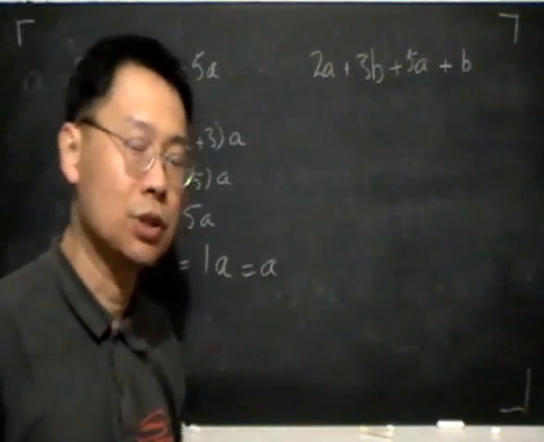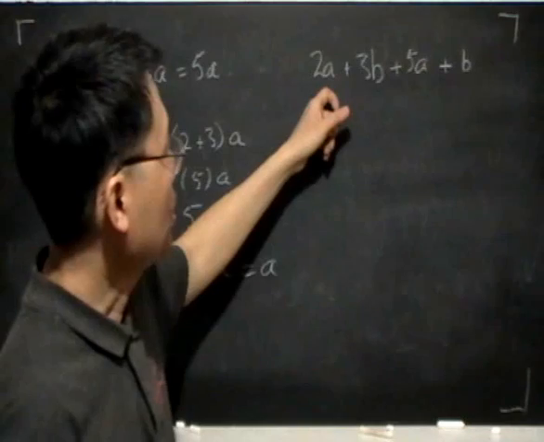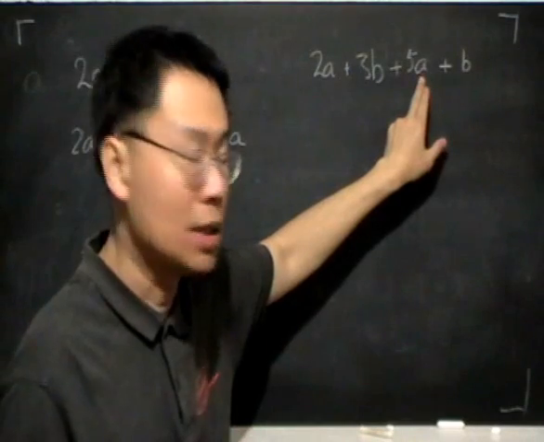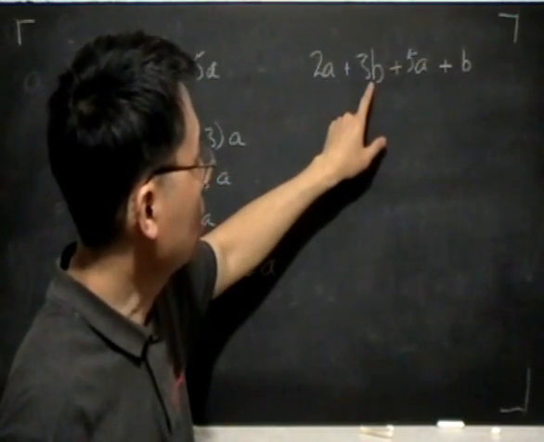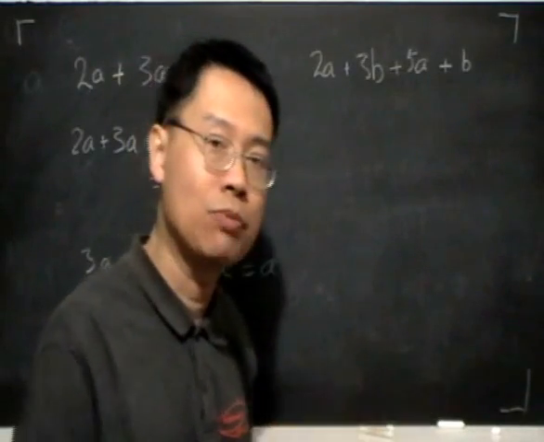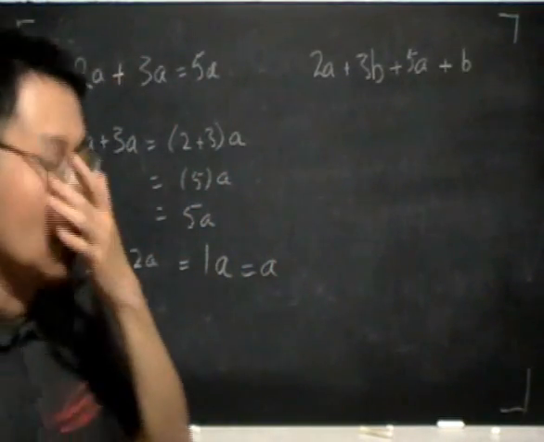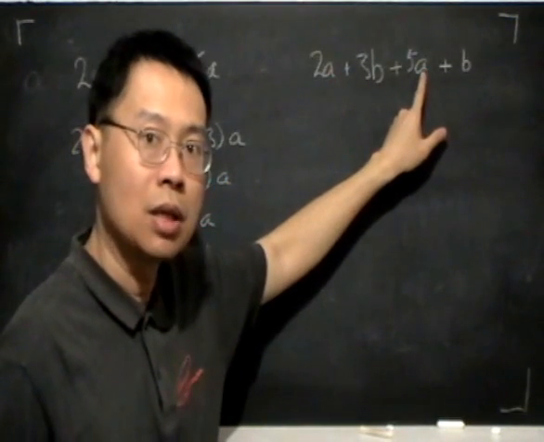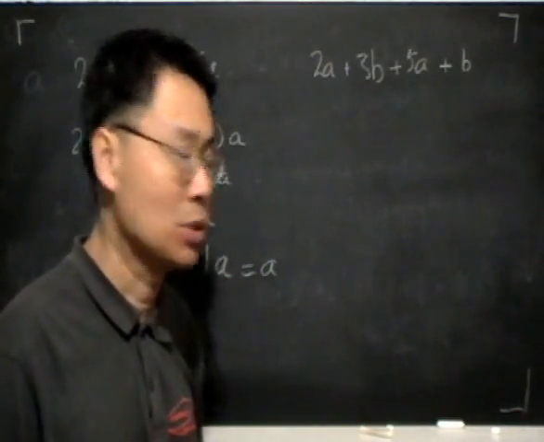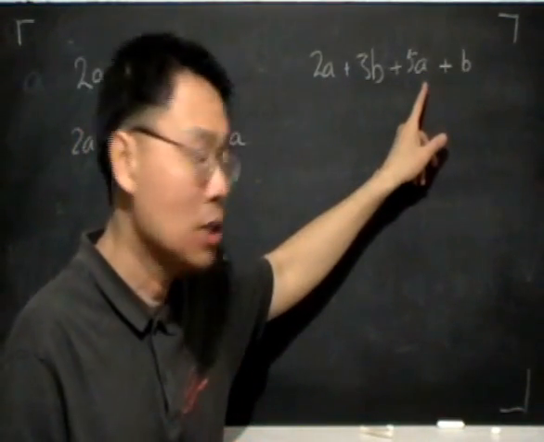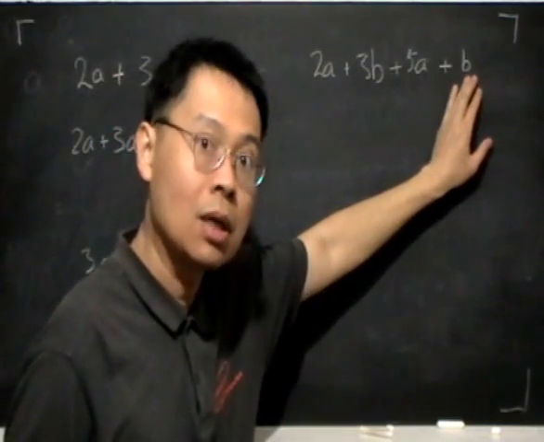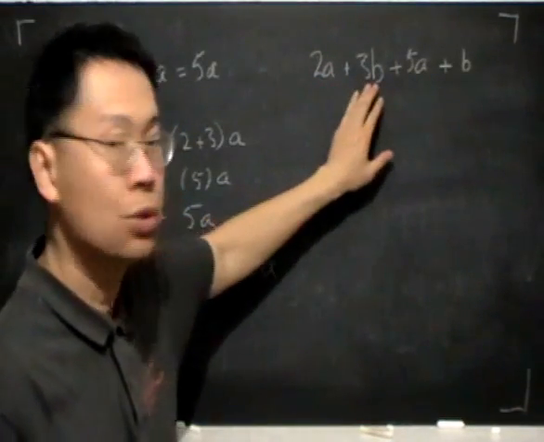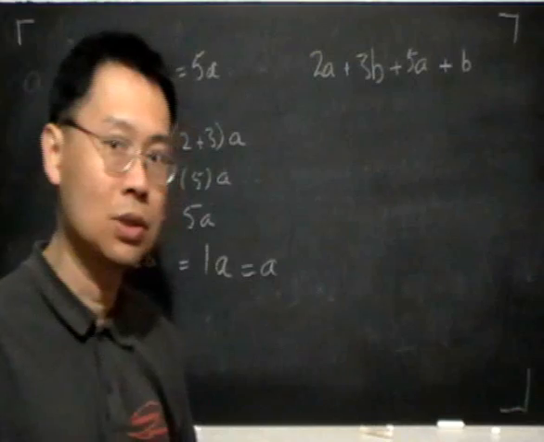So in this case, what we have is a situation where there are some terms which can be simplified, like if you pick out the 2a and the 5a, you can add them. If you pick out the 3b and the b, you can add those. So we call the terms involving the same symbol, a and a, like terms. So 2a and 5a are like terms, 3b and b are like terms. Whereas 2a and 3b would be unlike terms because they have different symbols.